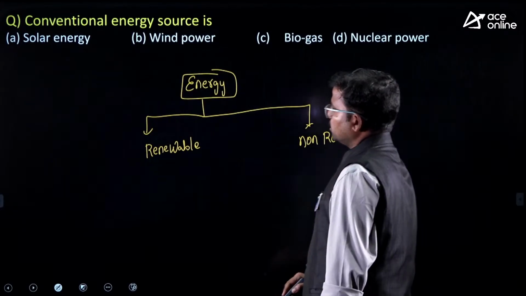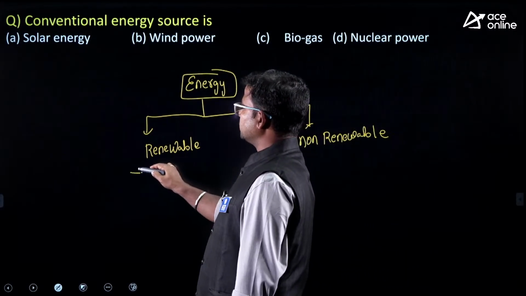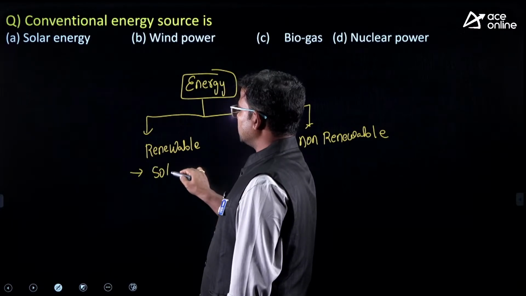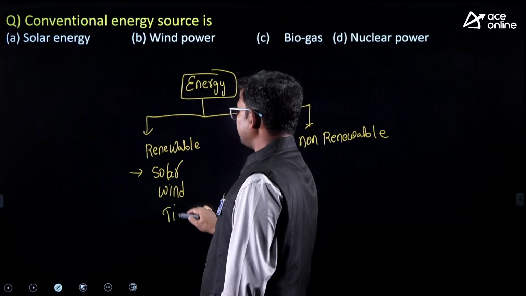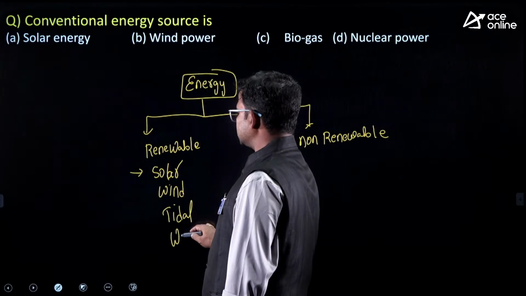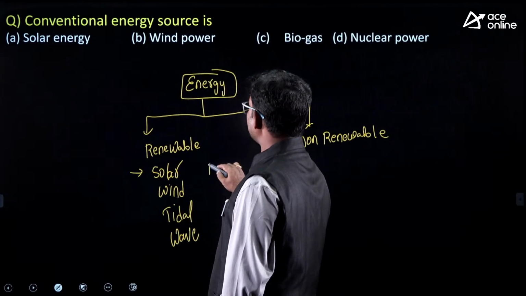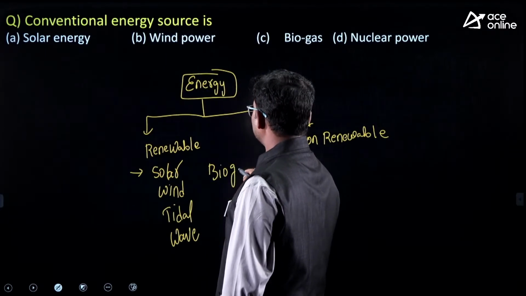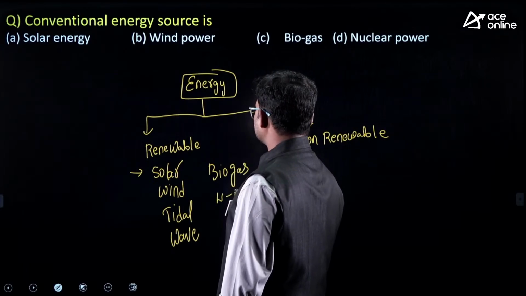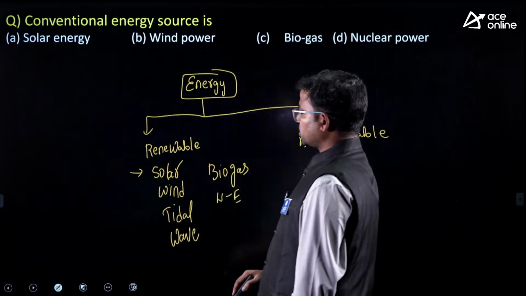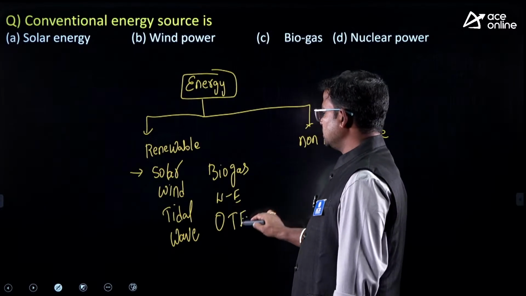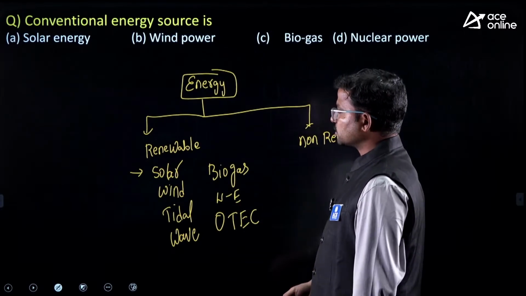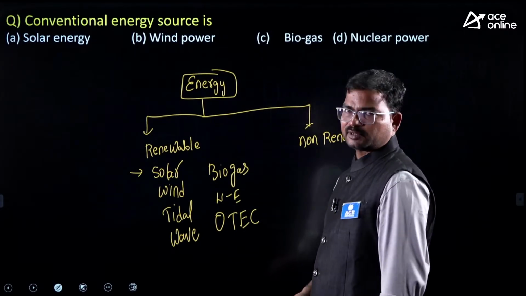So in renewable energy, what are the major examples? Solar, next wind, next tidal, next wave energy, next biogas, waste to energy, and ocean thermal energy conversion. Almost all these are considered as the major examples of renewable energy.